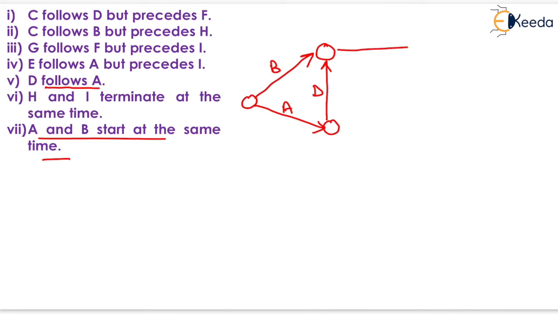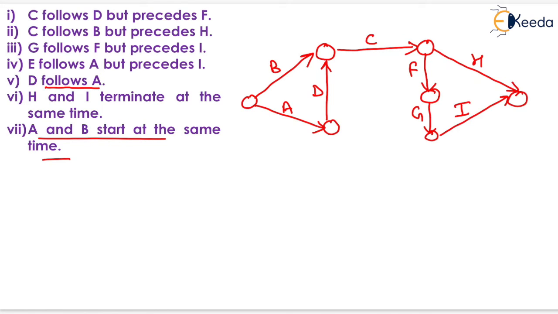So we will draw C here, and C precedes F and H. So here H will be like this and F will be like this. G follows F but precedes I. It means that G follows F, so we have to draw G here, and it precedes I, so I should be drawn here. E follows A but precedes I.